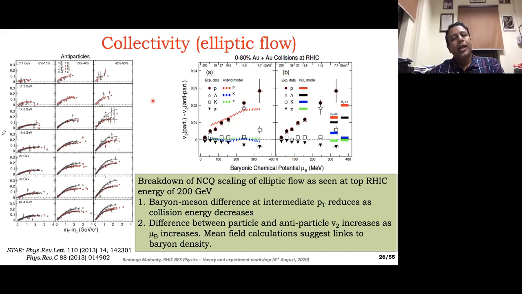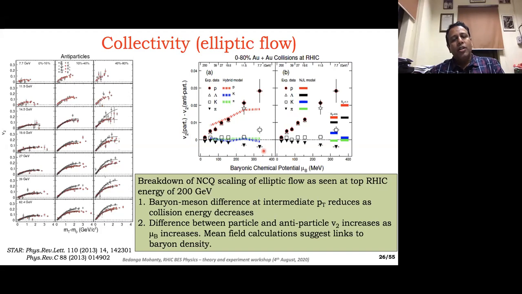In addition, we saw at the RHIC top energies that the particle and antiparticle V2 are of similar magnitude. But what we see here, as shown in this figure, is that the difference between V2 of particles and antiparticles, especially for baryons, seems to increase as you increase the baryonic chemical potential. It has a linear dependence, both for protons and the lambdas. For pions, in fact, it goes the other way.